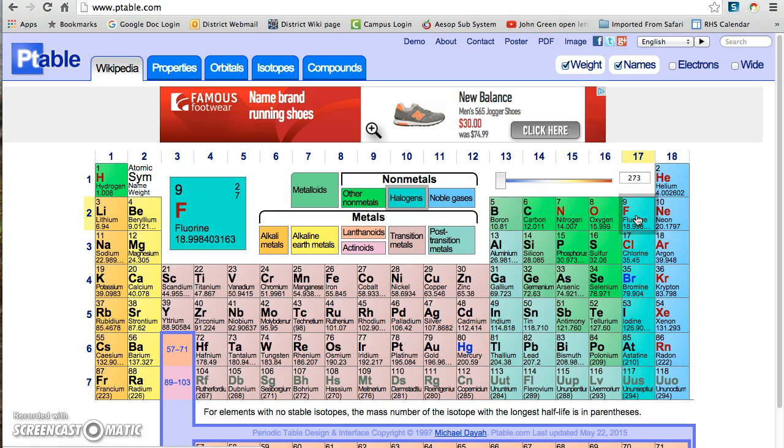And in order to figure out neutrons, we need to look at its mass. So its average atomic mass is 18.99 blah blah blah, and we know that we can take that number and round it to the nearest whole number, and that's what we call its mass number. So 18.9 we can round to 19, so if we take its mass number as 19, that tells us protons and neutrons. So if we take protons and neutrons and minus the protons, which in this case is 9, we're going to be left with 10. So now we know that fluorine has 9 protons, 9 electrons, and 10 neutrons.